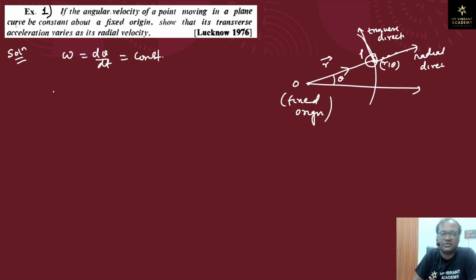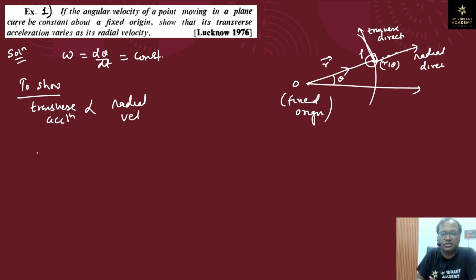Show that its transverse acceleration varies as its radial velocity. So what we have to show is that the transverse acceleration is proportional to the radial velocity.